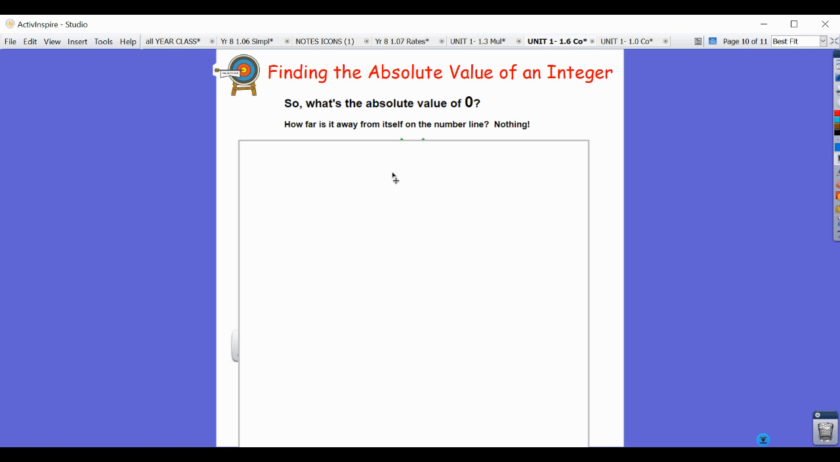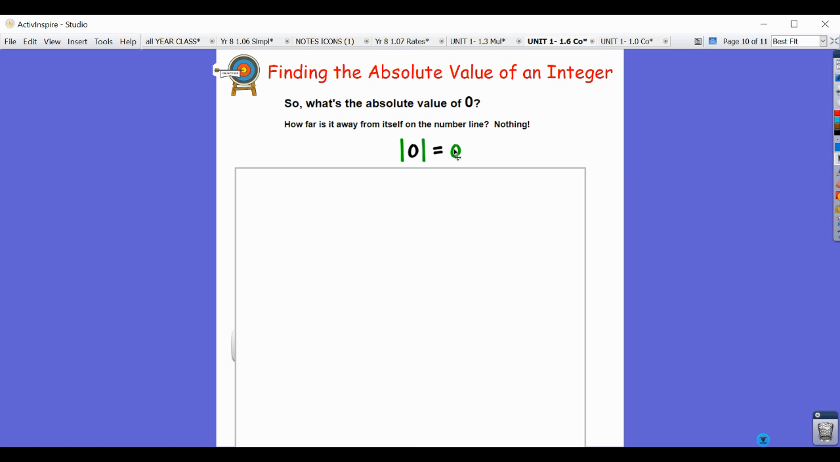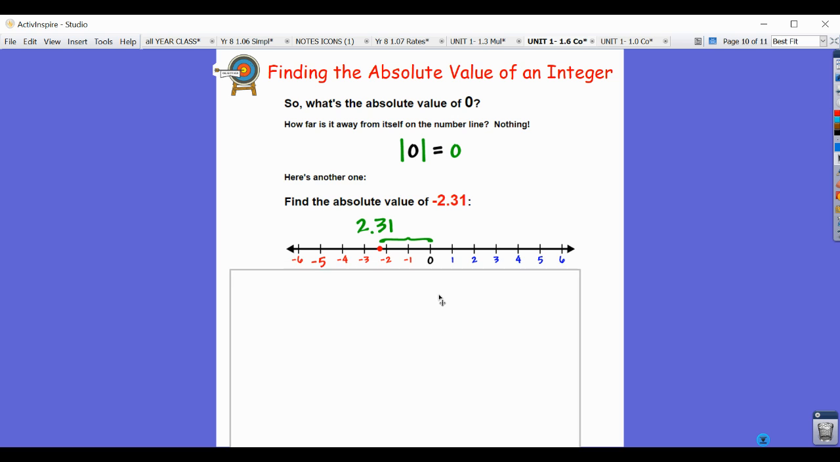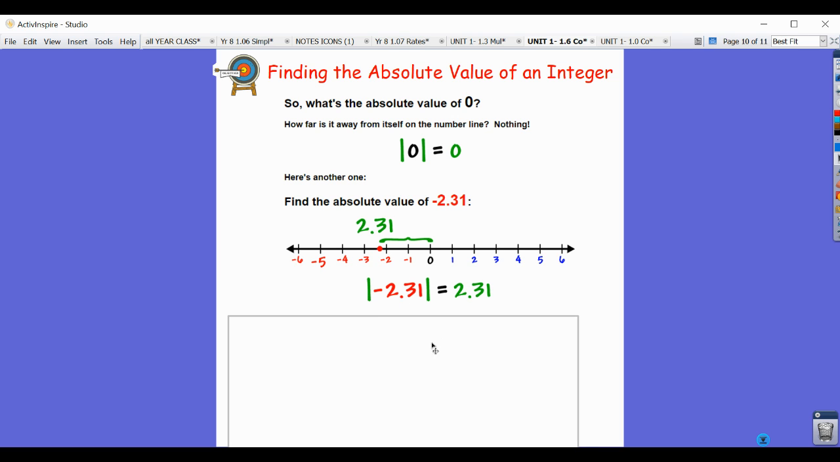Right, so what is the absolute value of 0? How far is 0 from 0? 0. There's no distance, okay? And what will be the absolute value of negative 2.31? It's going to be 2.31, because the distance to 0 is still the same, no matter if it's positive or negative.